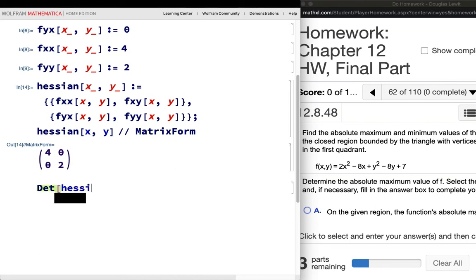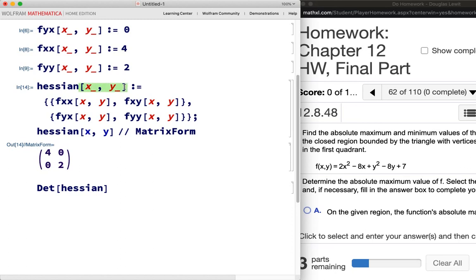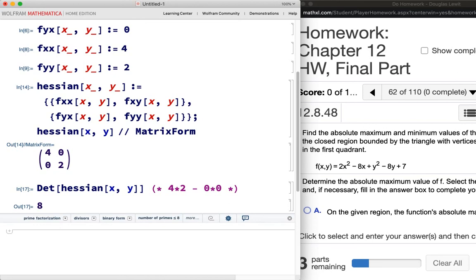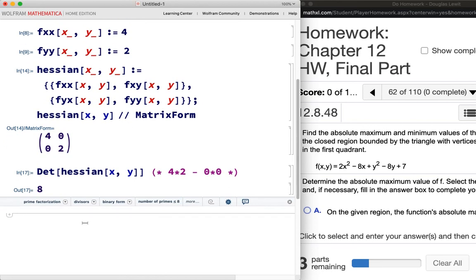The determinant of the Hessian, that's not going to work because Hessian requires 2 inputs, 2 arguments, x and y, or whatever you want them to be. You can call them whatever you want, A and B, or C and D. And remember, that's going to be 4 times 2 minus 0 times 0. That's how you find the determinant of any 2 by 2 matrix, actually. So we know that's going to be 8. Therefore, your textbook calls it D, determinant, whatever you want to call it, it's really the same thing.